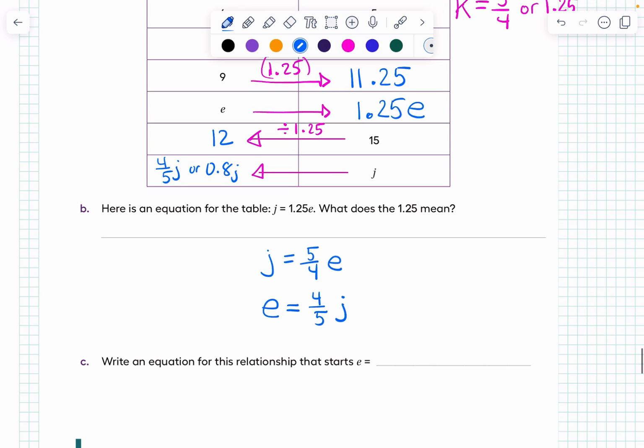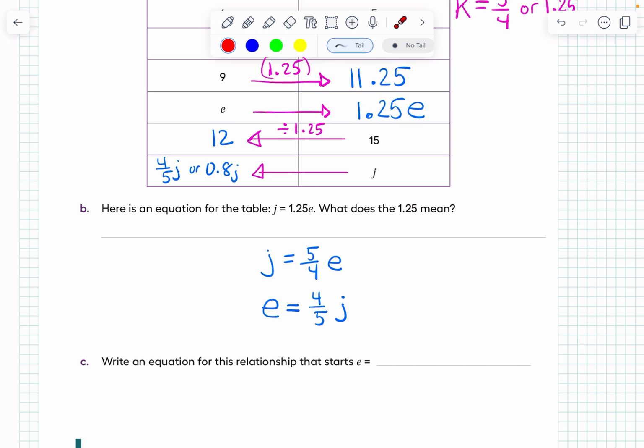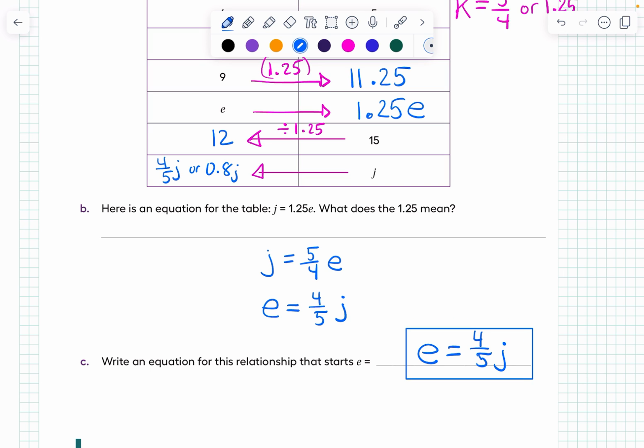Sorry, I already answered this question here. I kind of remember reading about this. It says write an equation for this relationship that starts with E. So remember that every proportional relationship has 2 equations, one being the reciprocal. So we would say E equals 4/5 J. Okie doke, I'm going to box my answer.